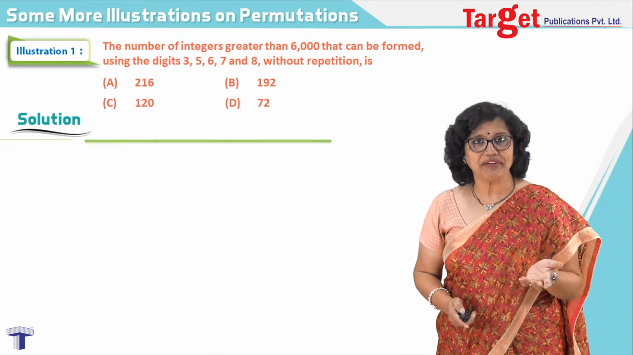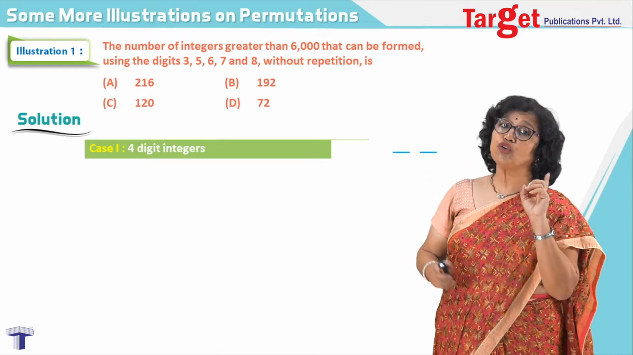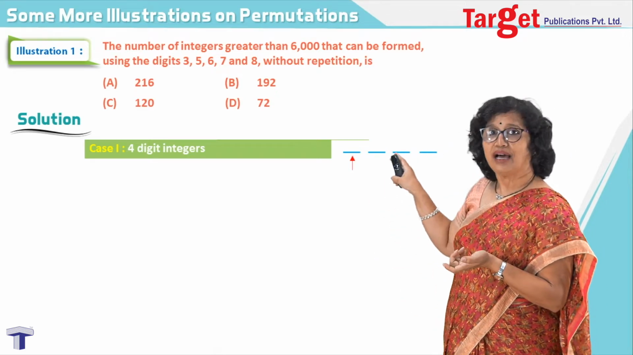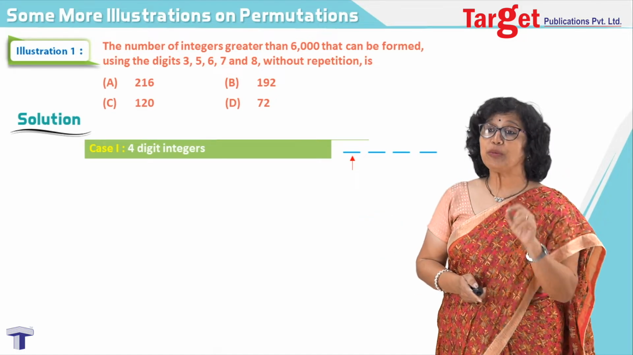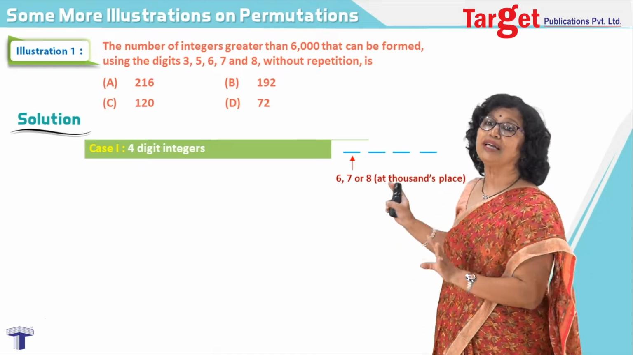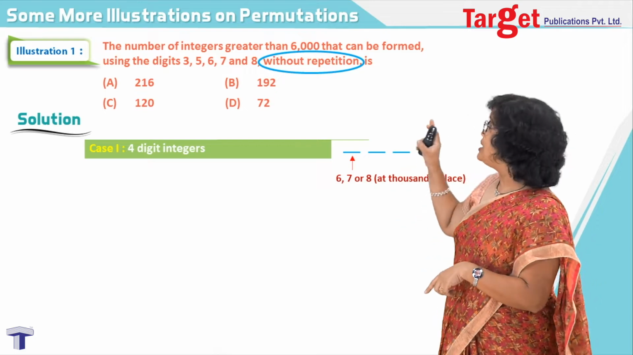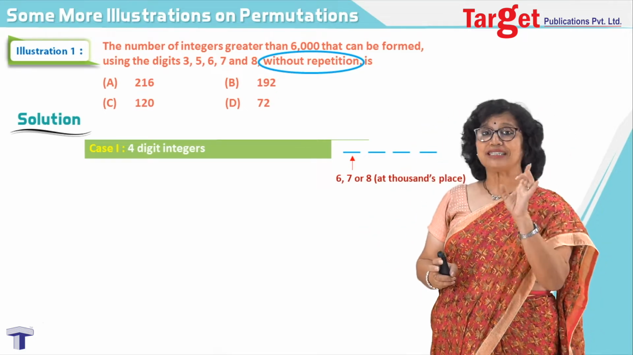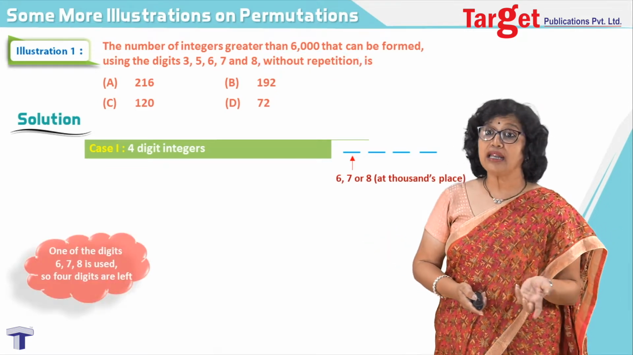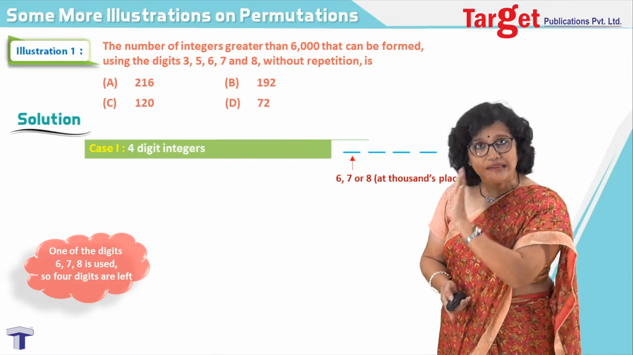So I think we need to take 2 different cases. Now first case could be where you are talking about 4-digit numbers. Okay. So I make 4 places and show units, tens, hundreds, thousands place. That thousands place can be filled by 6, 7 or 8. So 3 options are available for that thousands place. Correct? Now, it is also mentioned as without repetition. So one of those 6, 7, 8 has gone in the thousands place. Remaining are 4 digits which are to be filled in those remaining 3 places.